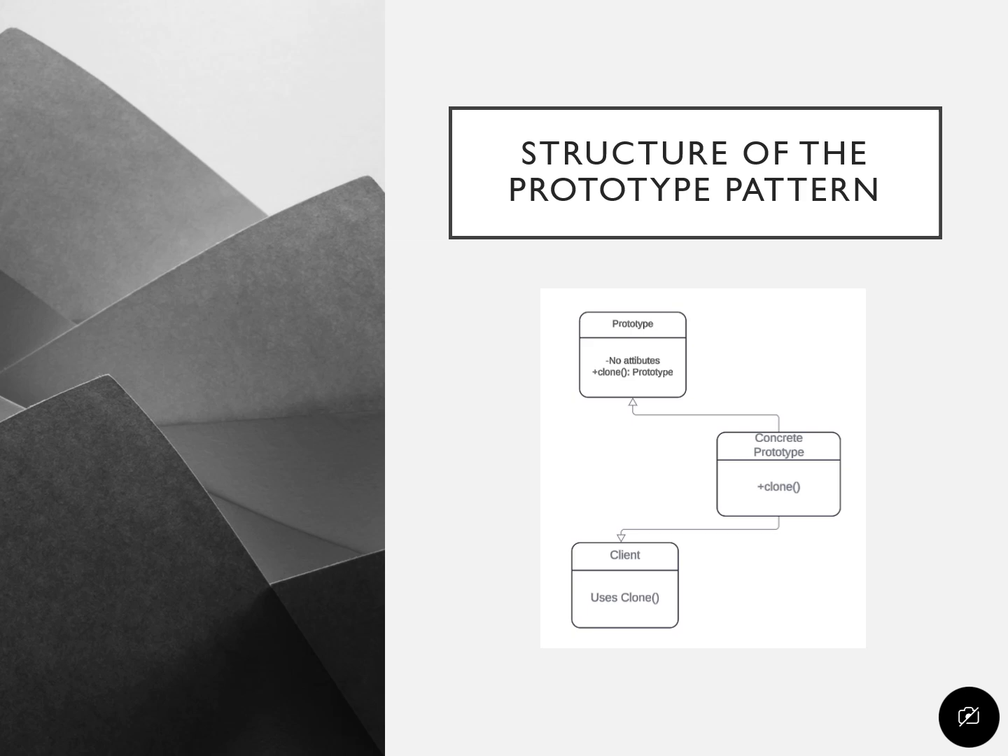Next, we have the concrete prototype. This is a class that implements the prototype interface. It defines the clone method which duplicates itself. Objects of the class can be cloned instead of being instantiated manually. And lastly, we have the client. The client is the part of the application that requests new objects by calling clone instead of manually creating a new one. This reduces dependency on the class constructor and makes object creation more flexible.